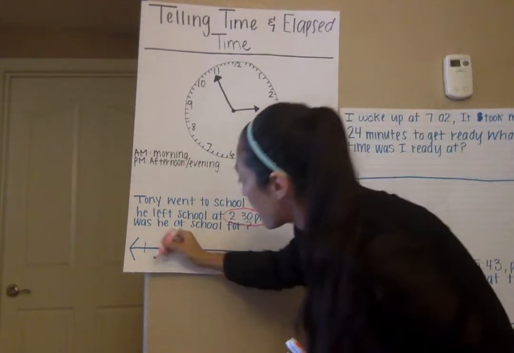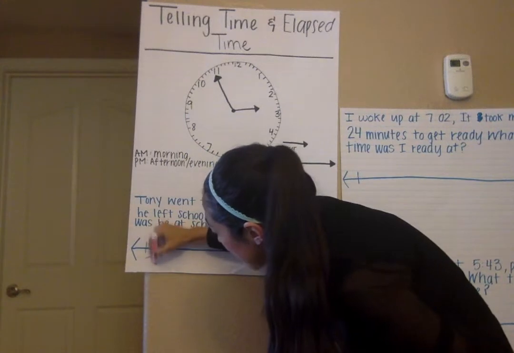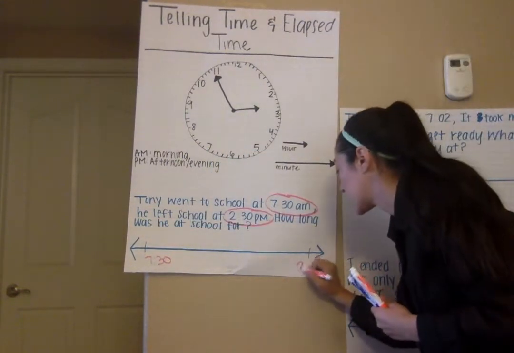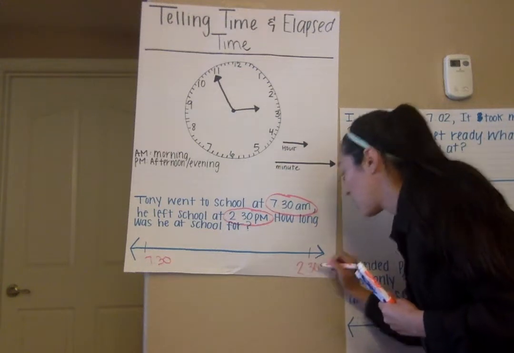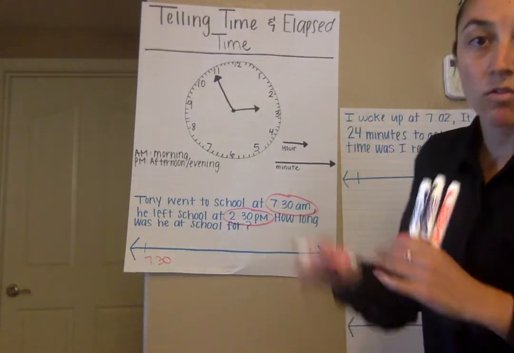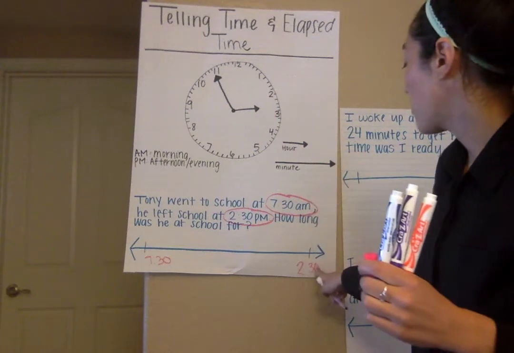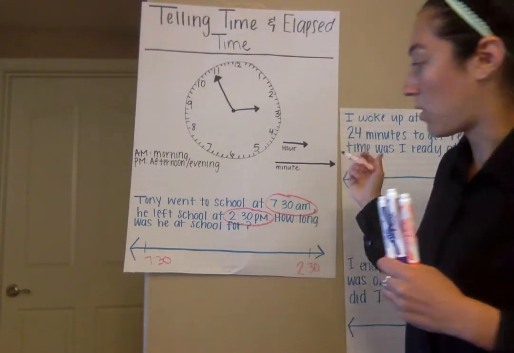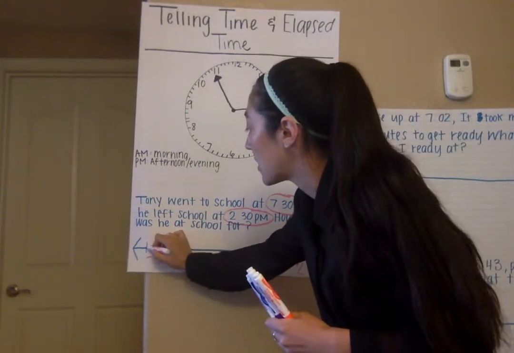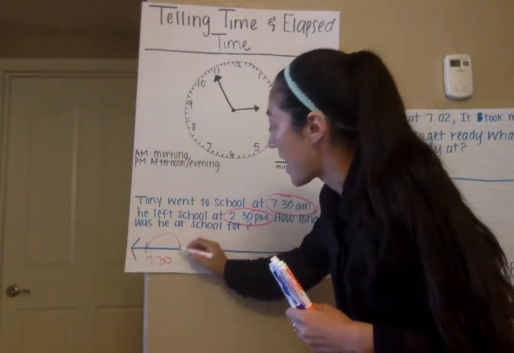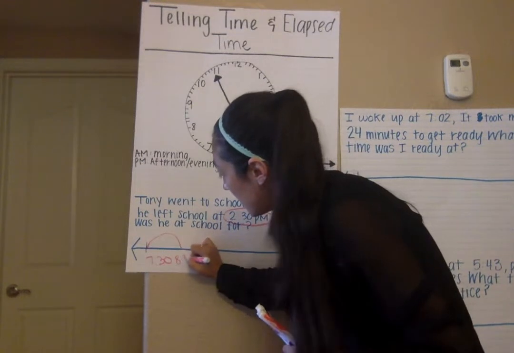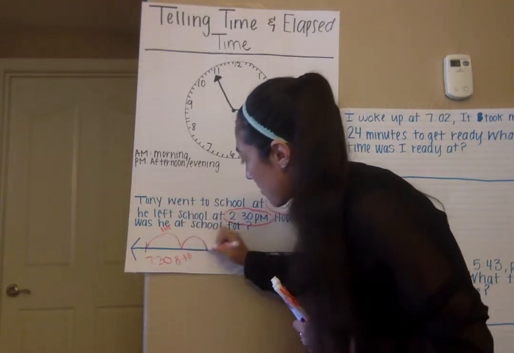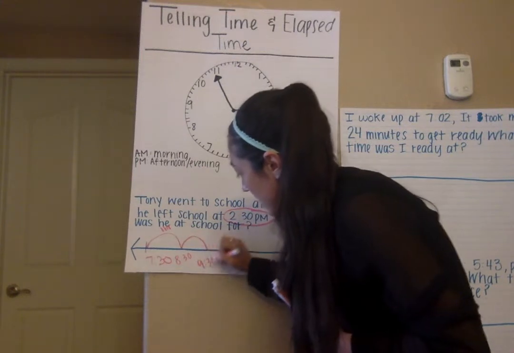So I'm going to put at my start time 7:30 and my end time is going to be 2:30. We need to find out how long was in between. Now both of these have 30 minutes, so that means I can just jump each hour. So from 7:30, 1 hour would be 8:30. And then we label above 1 hour. 8:30, 1 more hour would be 9:30.